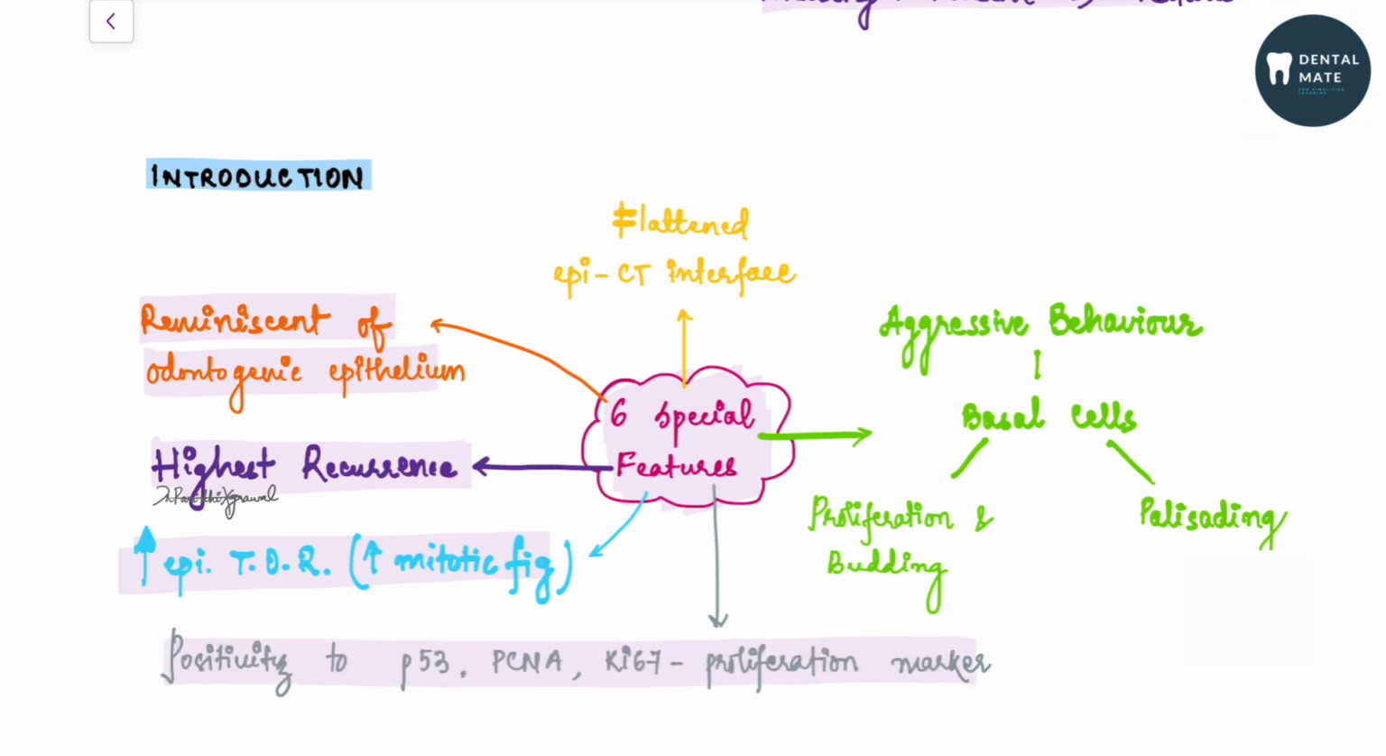Now, this cyst is known to have an aggressive behavior. Why? The reason for the aggressive behavior is the proliferation and budding of the basal cells of the epithelium. The basal cells proliferate and give out different satellite cysts. Therefore, they bud, and this is the reason why this cyst is known to have an aggressive behavior. Along with that, the basal cells show palisading. This is a characteristic feature of odontogenic keratocyst. And the epithelium connective tissue interface is flattened here.